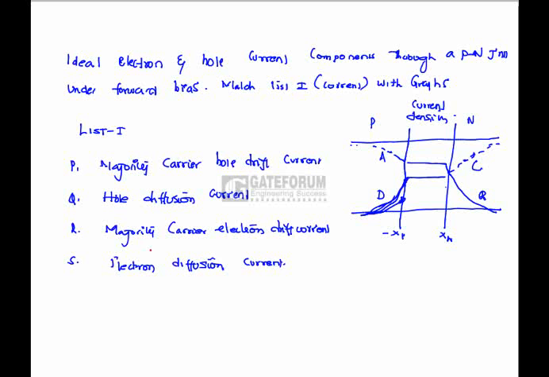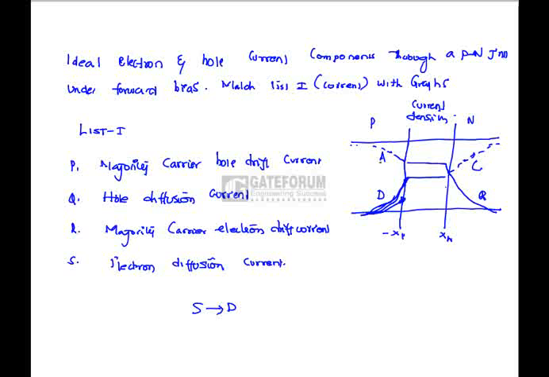Question is, ideal electron and hole current components through a p-n junction under forward bias match least with the graphs. Here this is p-type material. In p-type material, D indicates electrons. Because these electrons are the minority carriers, they are going to move from higher concentration to lower concentration. Hence D is the electron diffusion current. That means S is nothing but D.